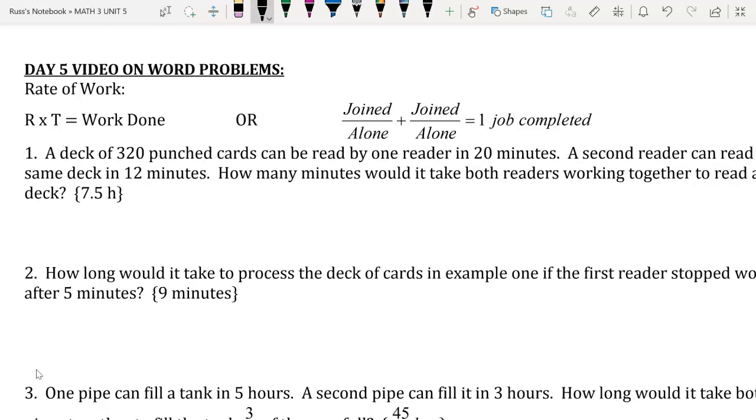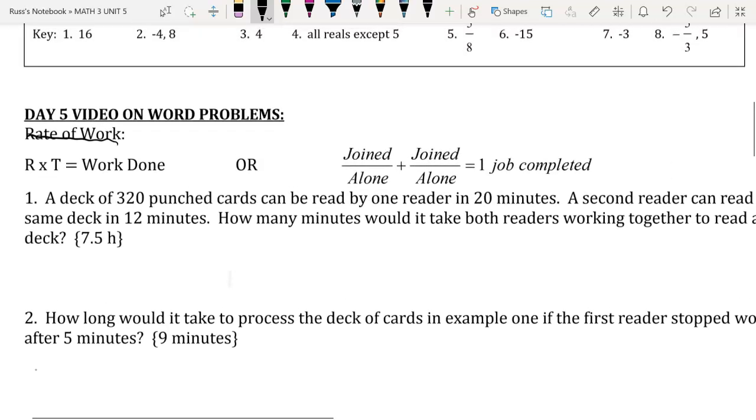So what I want you to think of is this. When you're doing these rate of work problems, somebody is doing a job along with somebody else, and you're trying to figure out how long it would take them together to do the job. Let me give you a super simple example.